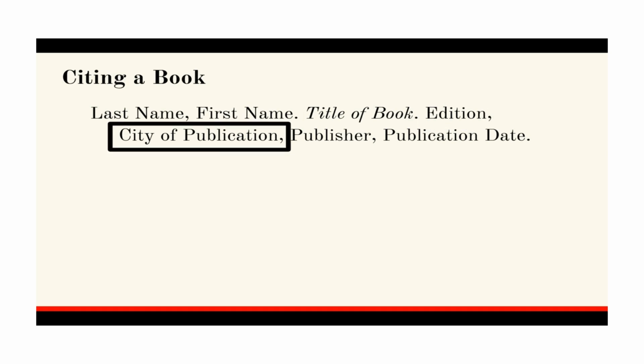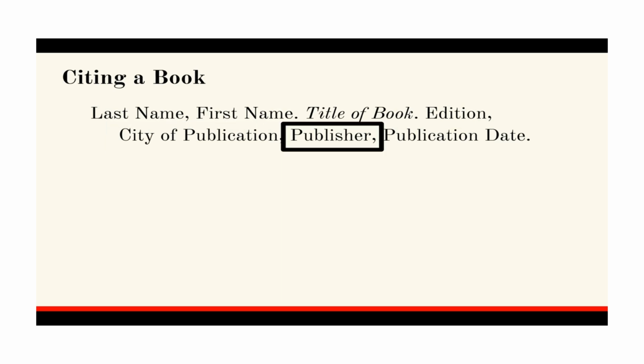The next piece of information, if applicable, is the city of publication. This only needs to appear in your citation if the book was published before the year 1900, if the publisher is unknown in America, or if the publisher is located in more than one country. Most times, you will just omit the city of publication information and skip to the publisher.